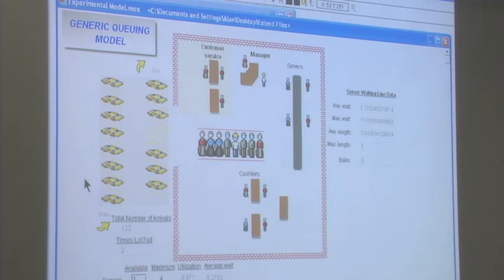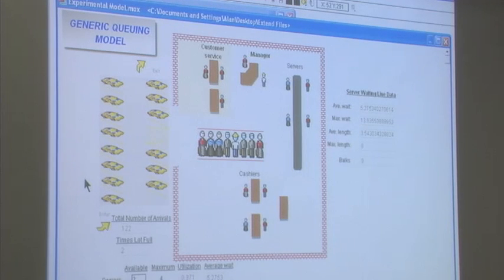This particular model was built for a bank. So you can see there's a small parking lot where people drive up and park. Some people go to see the servers. You can think of them as tellers. Some people go to see the manager. Some people go for customer service, probably for a loan or something. And some people might just go into a cashier function for one reason or another.